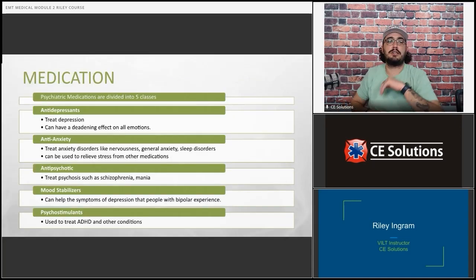Medications. Psychiatric meds are divided into 5 classes. You've got antidepressants that obviously treat depression, can have a deadening effect on all emotions. That's one common thing that you'll see: like, yeah, I used to take antidepressants, but it kind of made me not me. I was just kind of like a zombie. I was just there, like I wasn't ever happy. Also wasn't ever sad though.